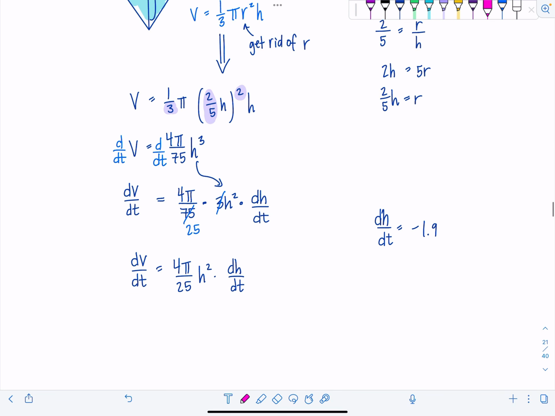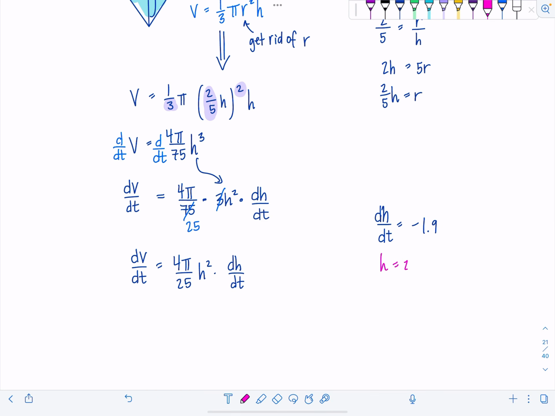Now's the time to plug it in. H is 2. All right. So dV/dt is going to equal 4 pi over 25 times 2 squared times negative 1.9. And then they told us we could round. Okay, let me get my calculator out.